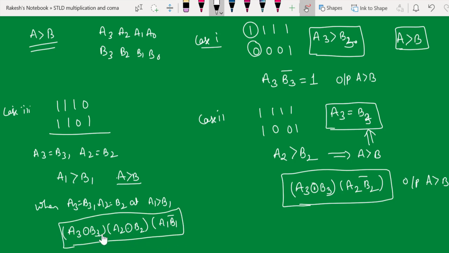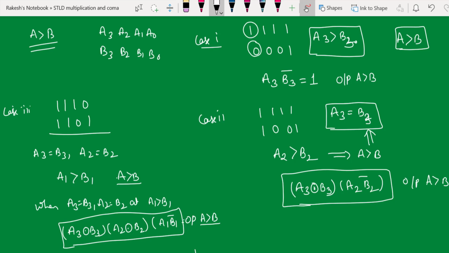If all the three terms are 1, that means A3 XNOR B3 is 1, that means both are equal, means 1, and this also equal, this will be 1. When you are having A1 1 and B1 is 0, this will also be 1. That means in this case also you are going to get output as A greater than B. Now there is the last case, that's the case number 4.